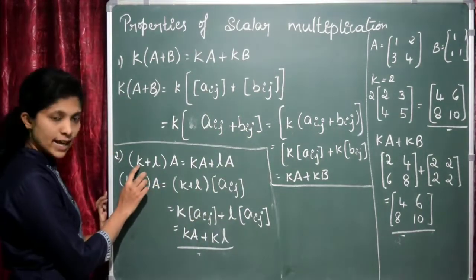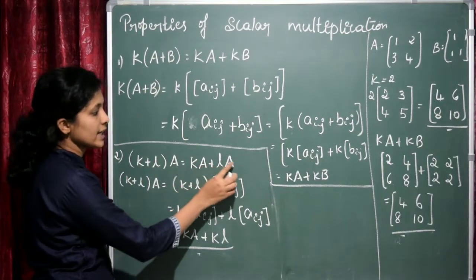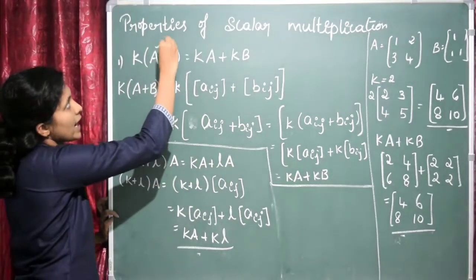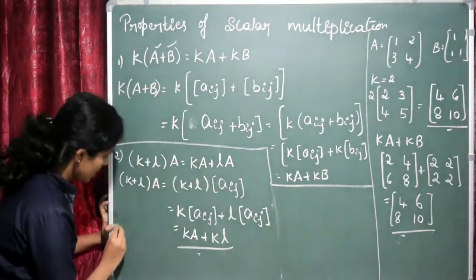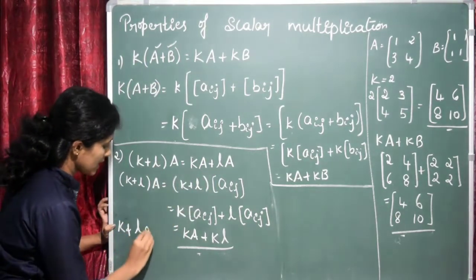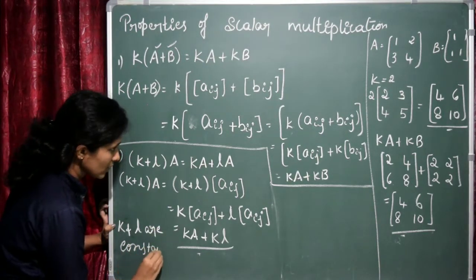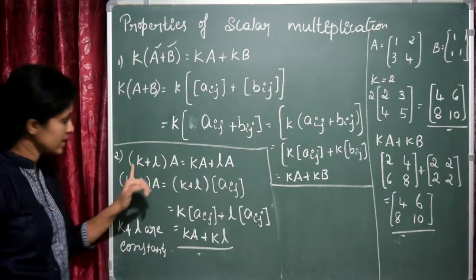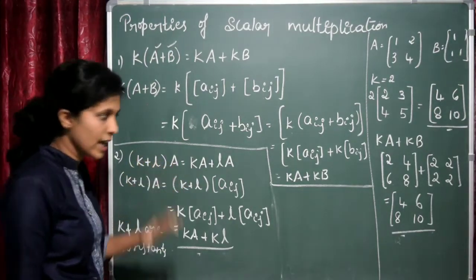Second property says that K plus L into A is equal to Ka plus La. Here you should remember this one. A and B are the matrices and K and L are the constants. Remember this one, okay? K and L are constants. K plus L into A. Here we need two constants, right? One is K, another one is L.